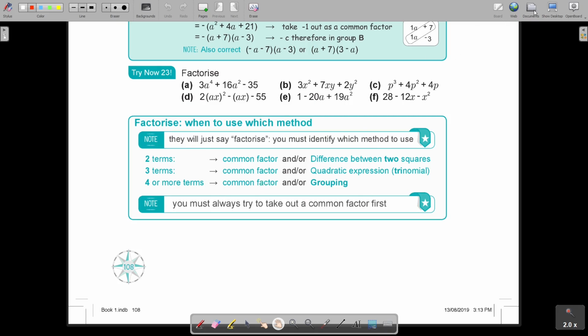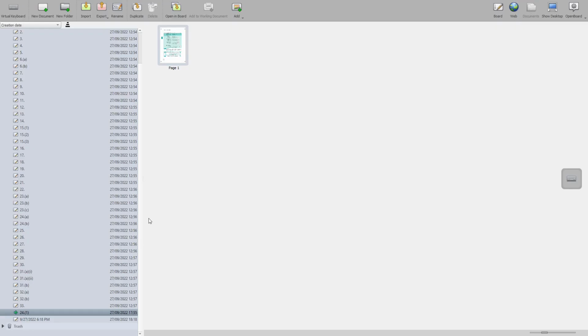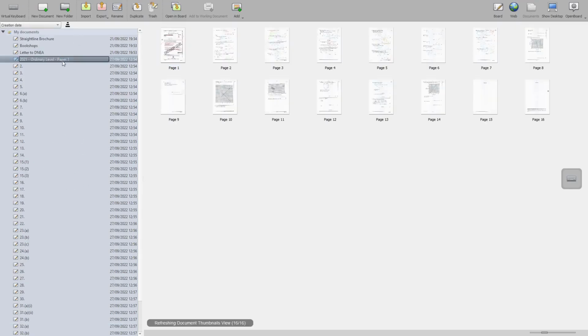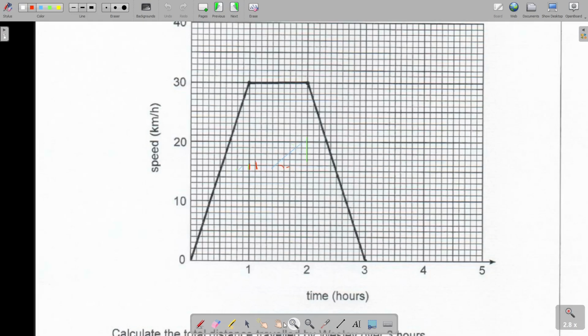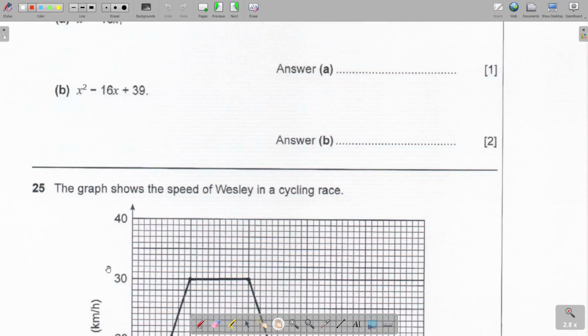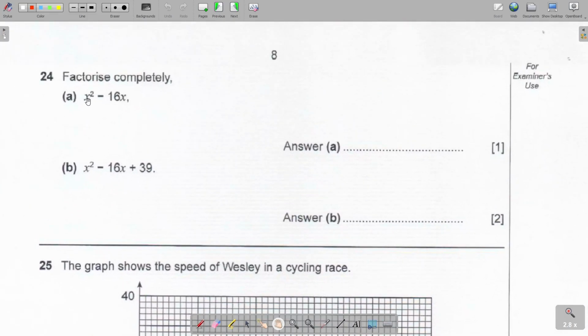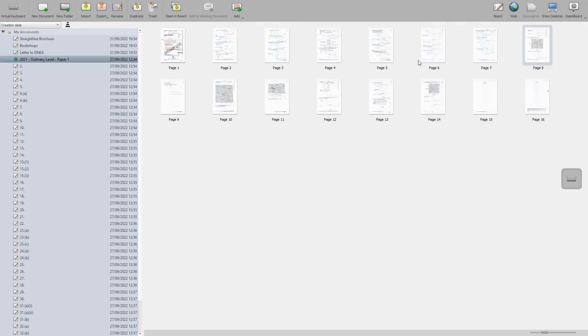Now, if I take you back to the question paper, I must first show you how we identify which one. If you look at this one, you see it's two terms. This just looks like a common factor. And if I take you to the textbook, I want to show you where we are. I will take you to page 100, and let's just get the textbook 24.